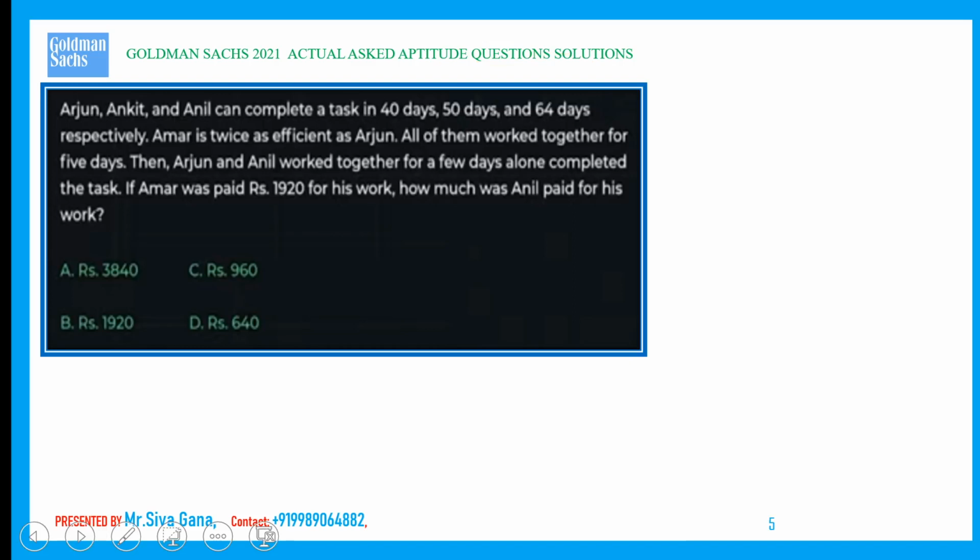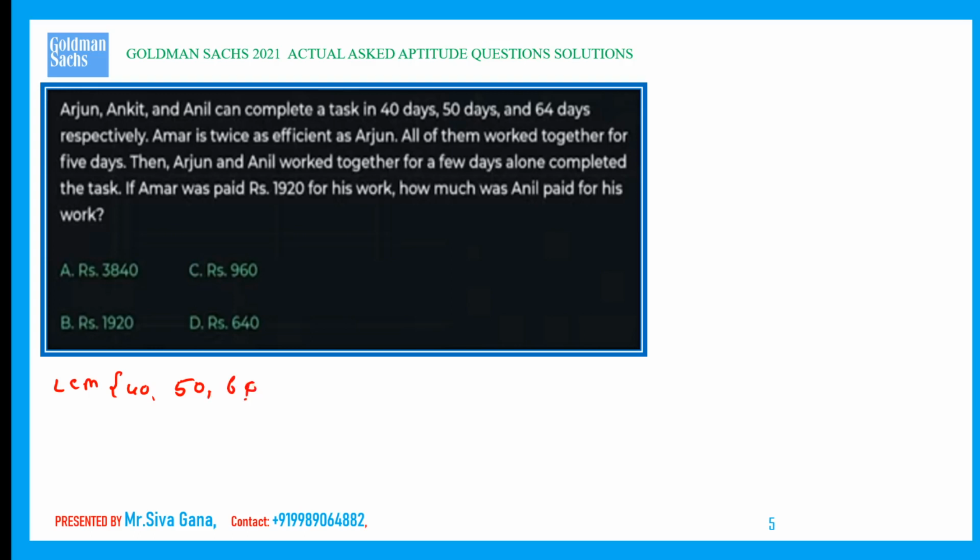Arjun, Ankit, and Anil can complete a task in 40, 50, and 64 days respectively. Now I'm going to take the LCM of 40, 50, 64.